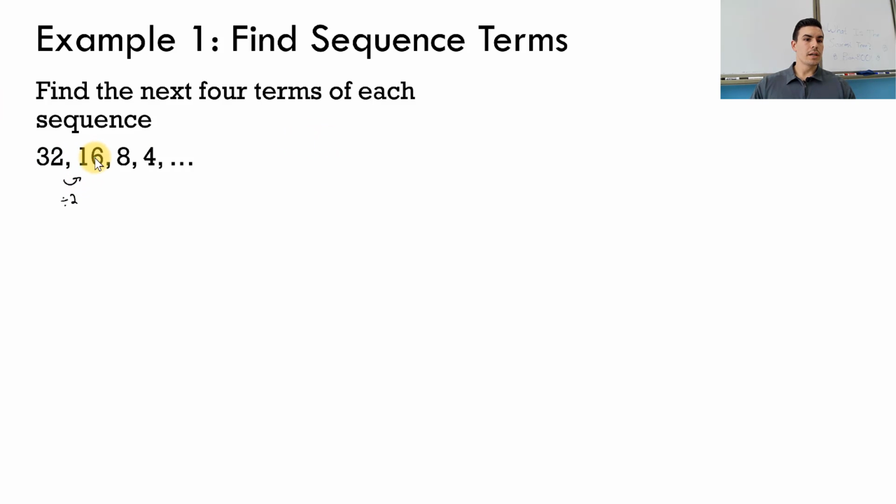What are we doing from 32 to 16? Well, we are dividing by 2, right? And from 16 to 8, again, we're dividing by 2. From 8 to 4, we divide by 2. So we're going to use that pattern to go ahead and find the next 4 terms of our sequence.